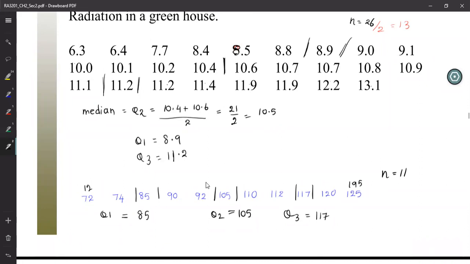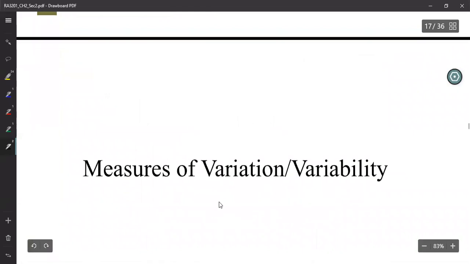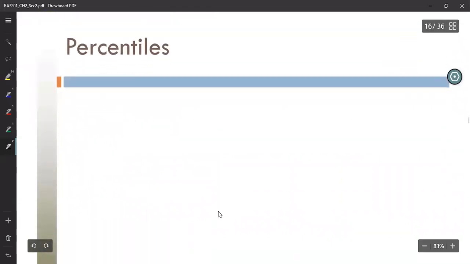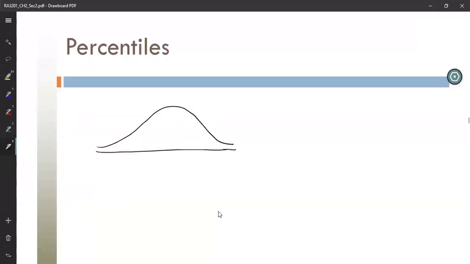Right. In the same manner, you can find the percentiles. The percentiles are where you divide your data into percentages. I'll show it using an example. Suppose after you draw a histogram, your data set looks like this. This is the ordered distribution of the ordered data.